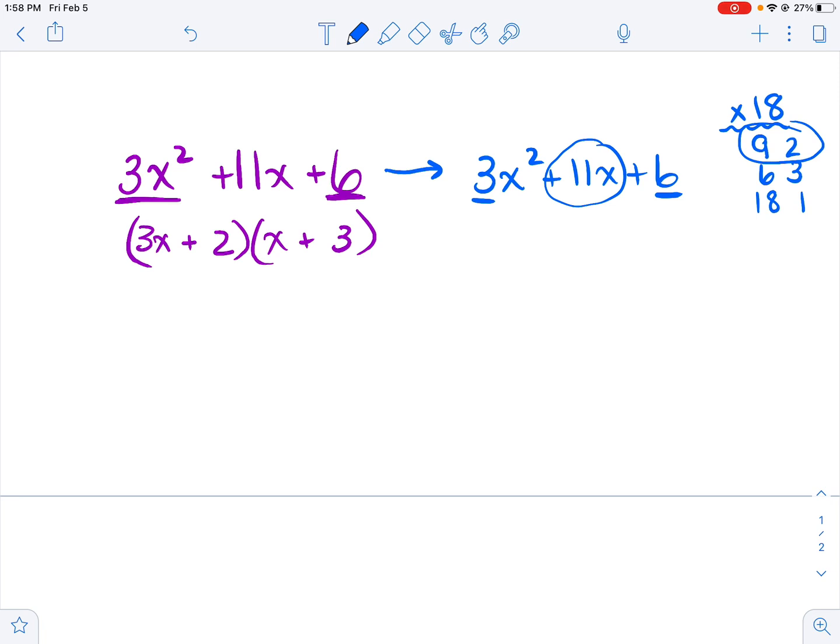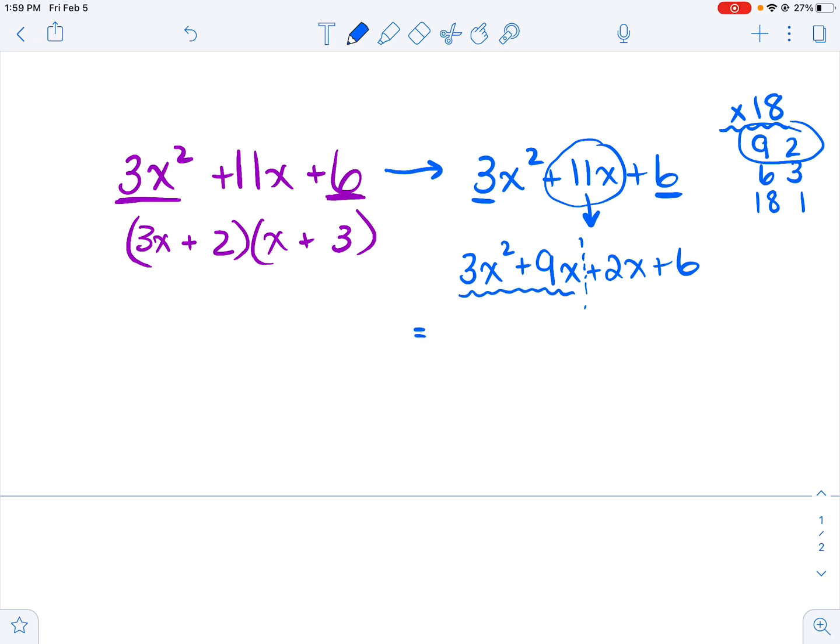The first one, 9 and 2. So now you're going to replace the middle term with 9x and 2x. So 3x squared, it doesn't matter the order, 9x plus 2x plus 6. Now you're going to do something called grouping, which is another kind of factoring. You're going to split your equation in half, and you're going to common factor each half.